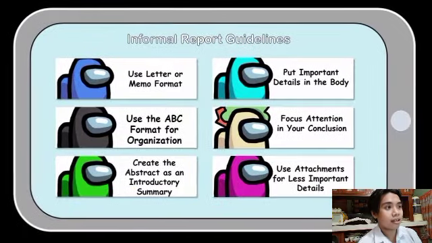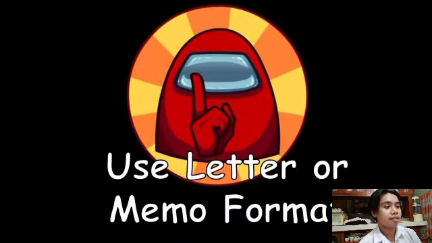There are six informal report guidelines that are used in our module. I will discuss the six guidelines for informal reports. The first is the use of letter or memo format, the use of ABC format for organization, create the abstract as an introductory summary, put important details in the body, focus attention in your conclusion, and lastly, use attachments for less important details. Now, let us move on to our first guideline.